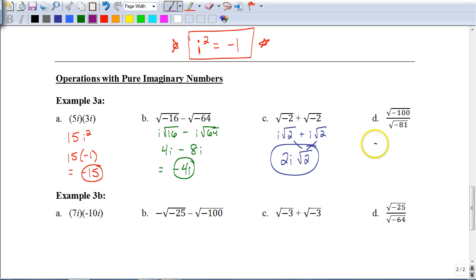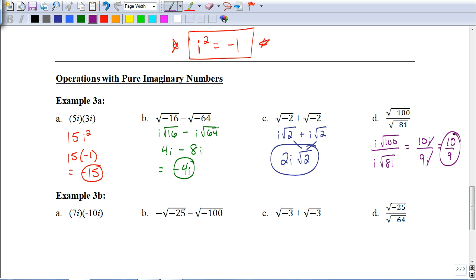Again, I can simplify this by taking out an i, so it would be i square root of 100 over i square root of 81. The square root of 100 is 10, so this would be 10i, and the square root of 81 is 9, so this would be over 9i. This is not completely simplified because I can cancel out the i's here, so this reduces to 10/9.